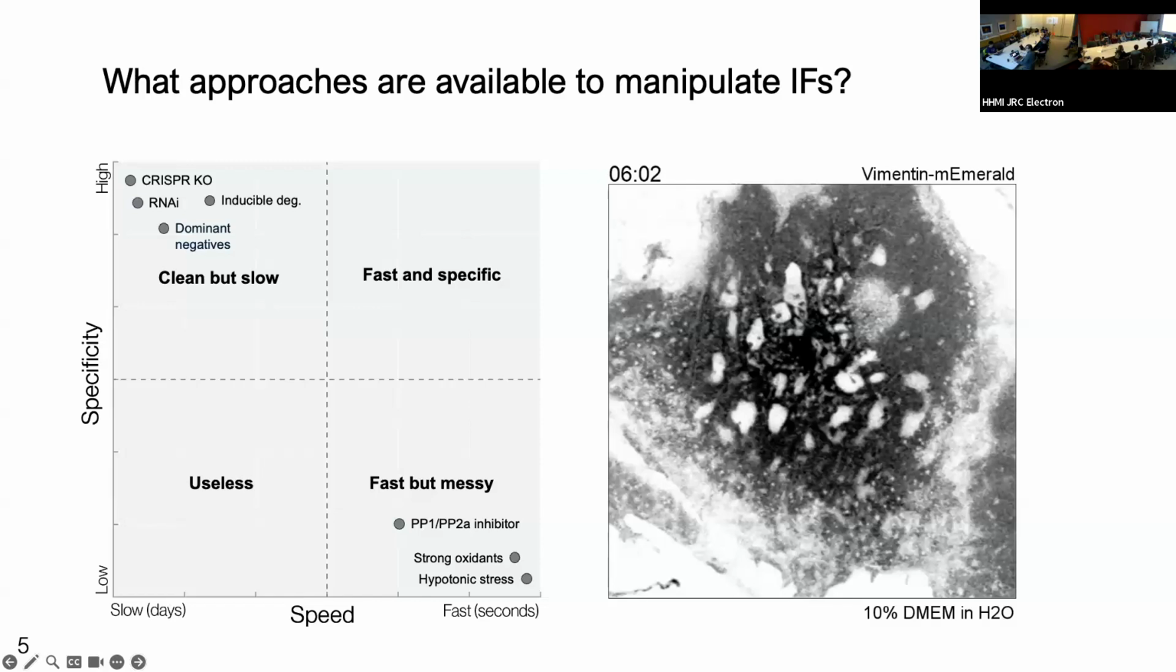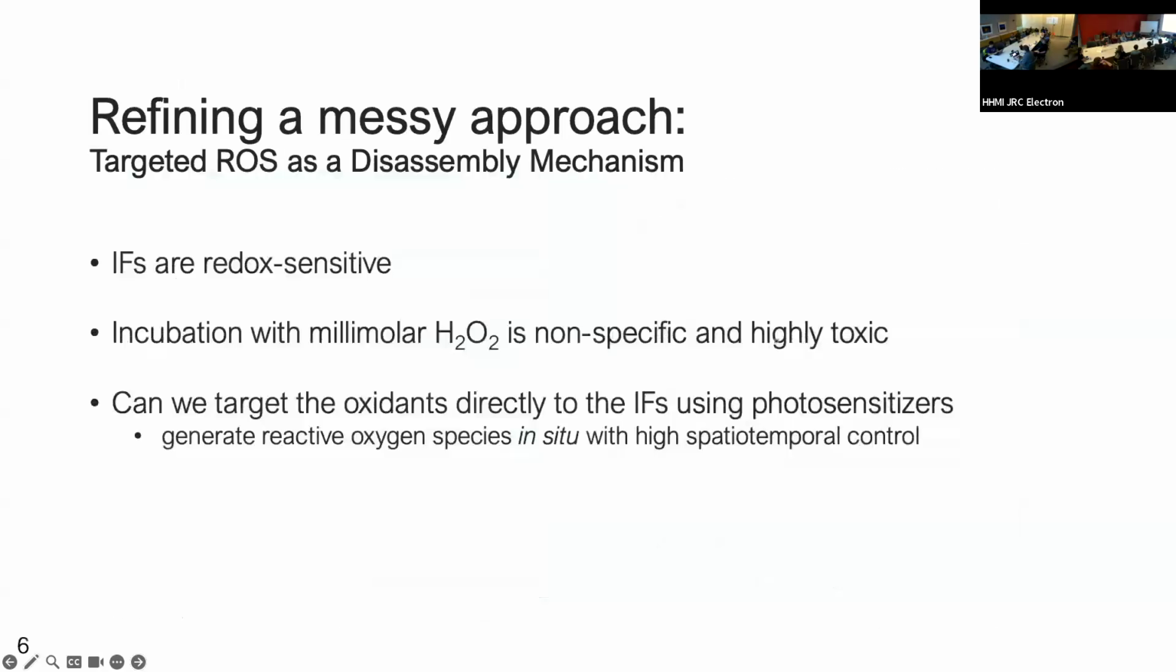But given that approach failed, we switched tacks, and we thought, what if we take one of these fast but messy approaches, like strong oxidants, and did something to make that more specific? And this is really the idea behind the FilaBuster approach. So knowing that these IF proteins are redox sensitive, that the filaments fall apart when you treat with harsh oxidants, and that incubating with H2O2 is obviously a no-go. We can't do that to cells.